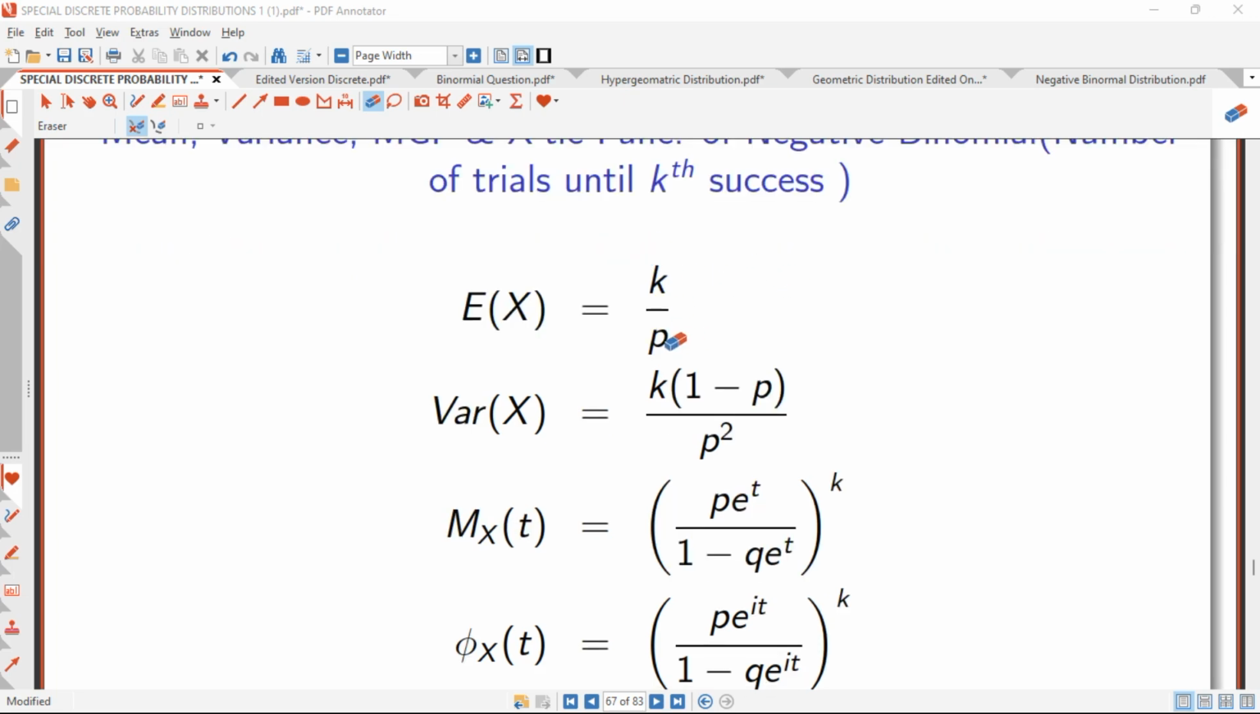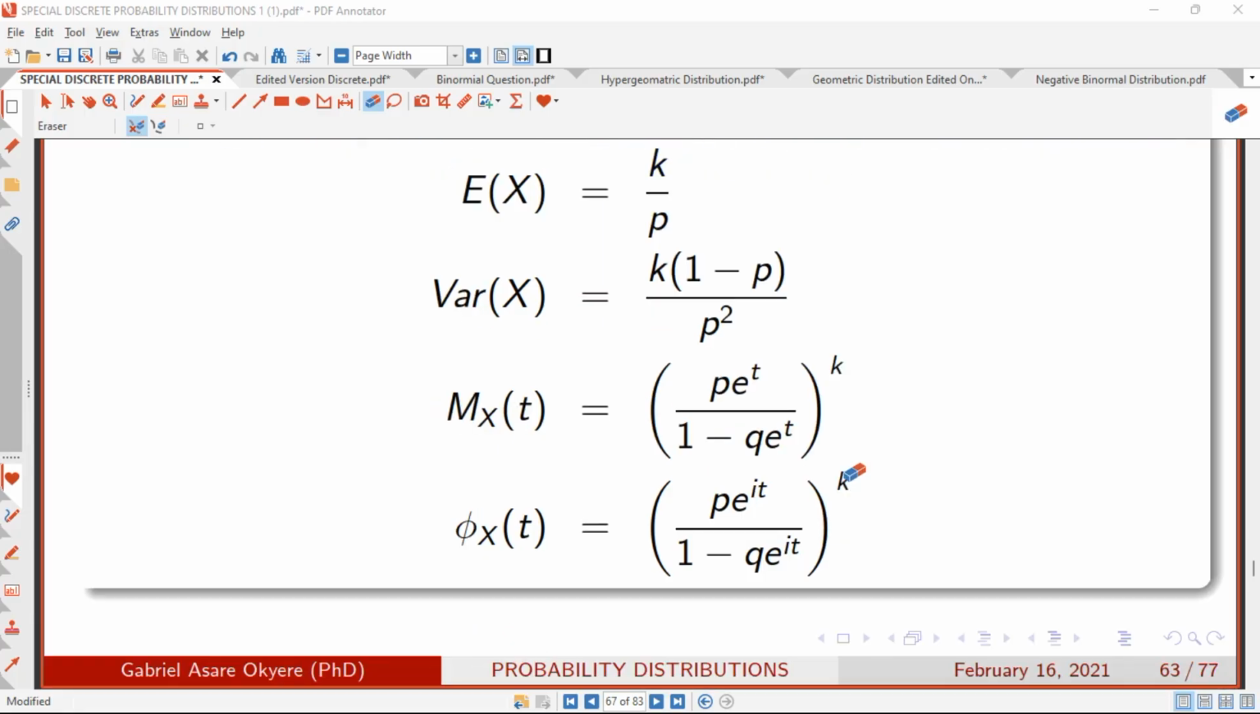k divided by p. That is, the expected value of X is k divided by p. And then the variance would be k times (1 minus p) divided by p squared. And then the moment generating function would be (p times e raised to the power t) divided by (1 minus (1 minus p) times e raised to the power t), all raised to the power k.